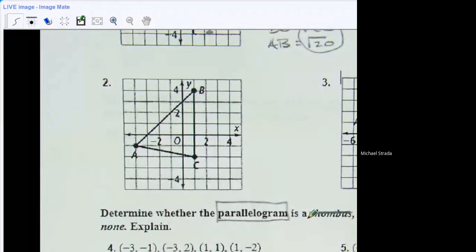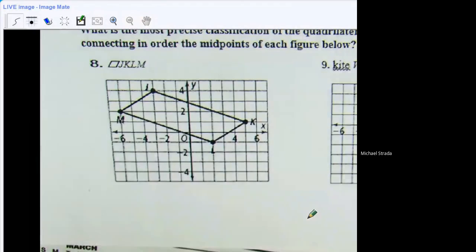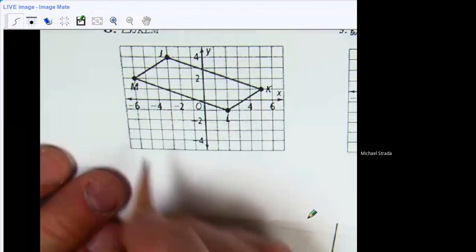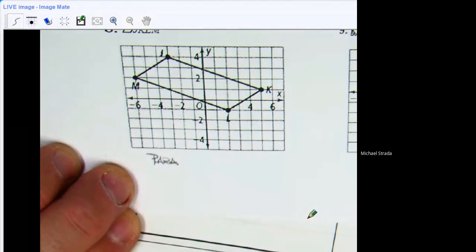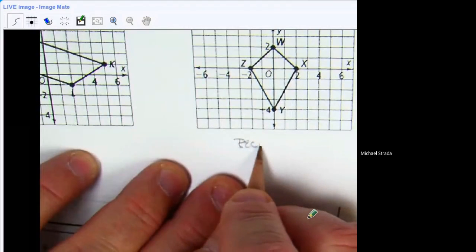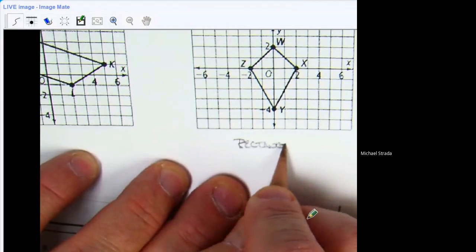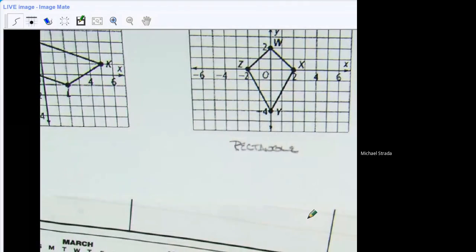So that means if you memorize those ideas, if you look at number 8, it is a parallelogram. So if I connect the midpoints, all I would get is another what? Parallelogram. Number 9 is a kite. So if I connected that, I'd have myself another rectangle. All right, and I'd be done. So that's all you've got to do with those tonight for homework, okay?